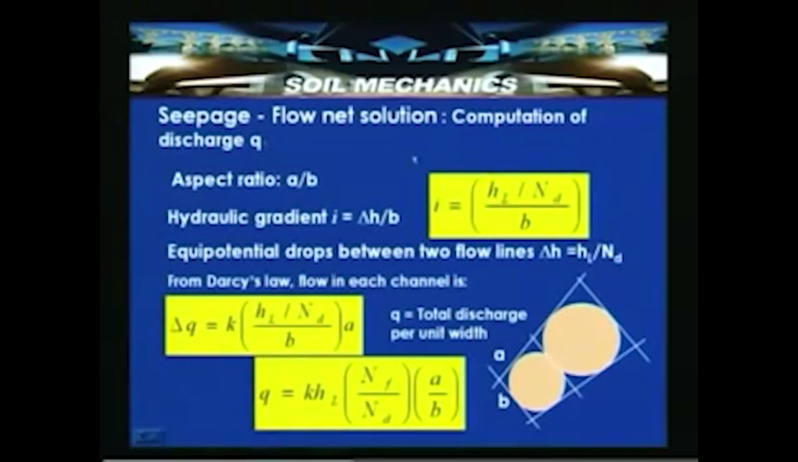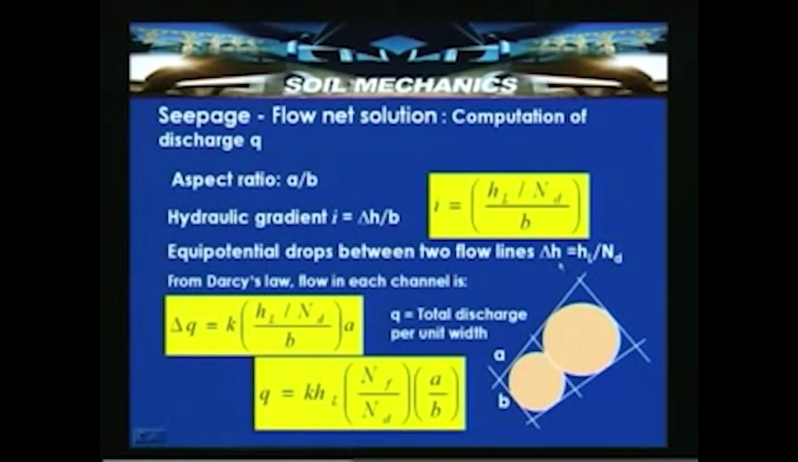So here, for determining the seepage, the flow net solution, the computation of the rate of seepage, we discussed that it is formed by two orthogonal families of curves. One is formed by equipotential lines and the other by flow lines. The space between any two flow lines we call a flow channel, and the head difference between any two equipotential lines we call the potential drop. So based on this, the potential drop between two equipotential lines is delta H equal to HL by ND, where ND is the number of potential drops.